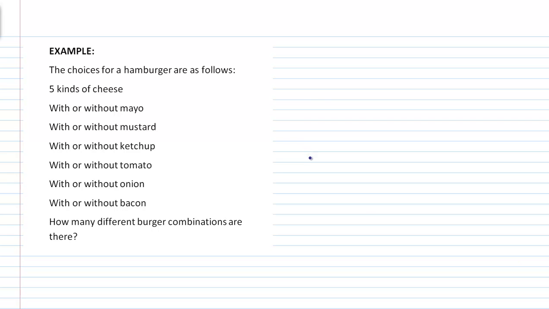Here's another example. The choices for a hamburger are as follows: 5 kinds of cheese, with or without mayo, with or without mustard, with or without ketchup, with or without tomato, with or without onion, with or without bacon. How many different burger combinations are there?